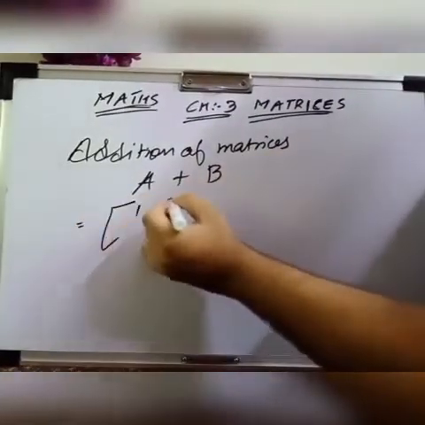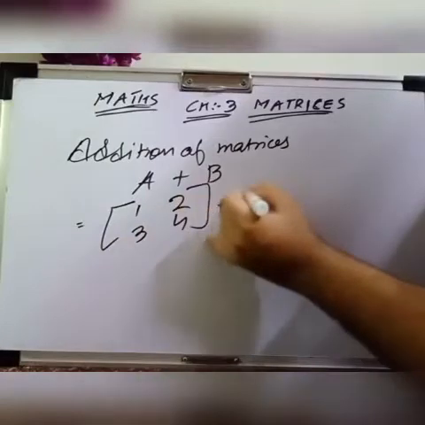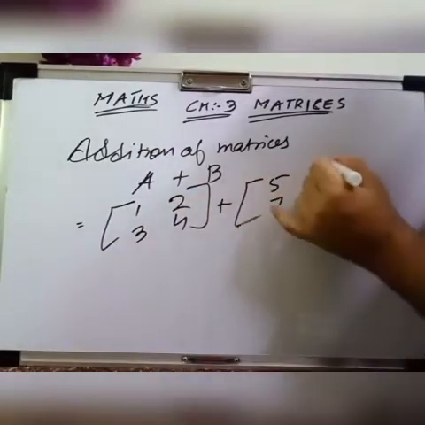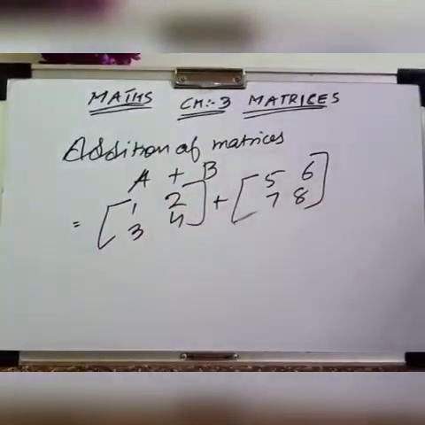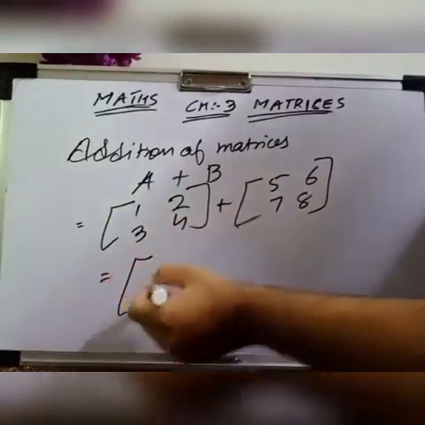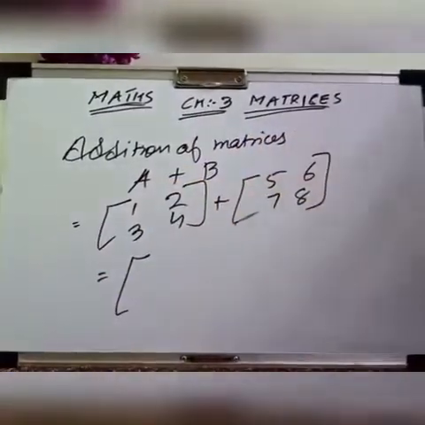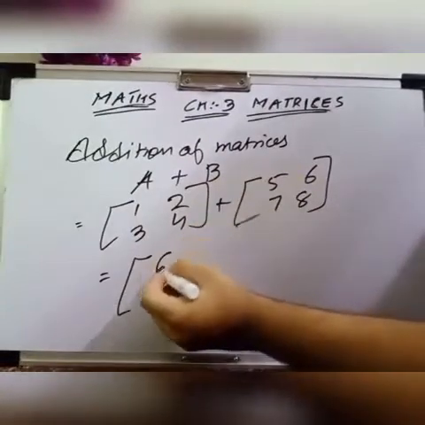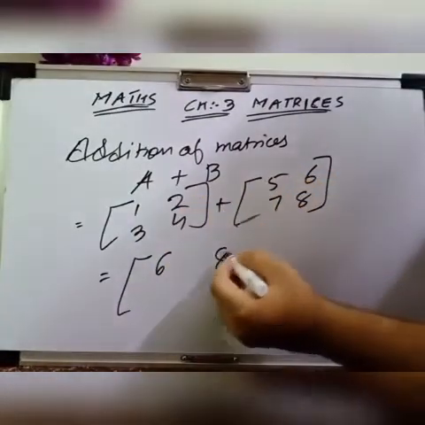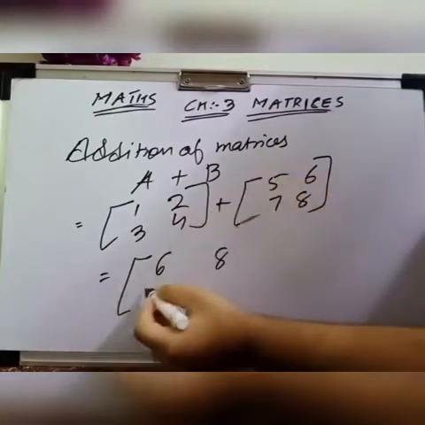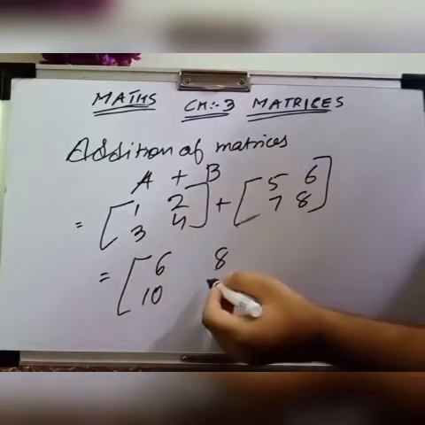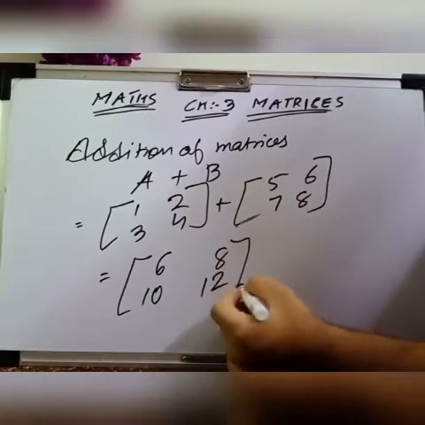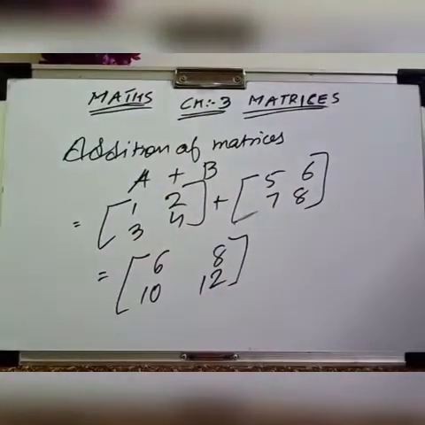So if I am having 1 2 3 4 as A matrix and 5 6 7 8 as B matrix, then I will add the corresponding elements, that is first row first column element of A matrix will get added with first row first column element of B matrix, that is 1 plus 5 I will have 6, 2 plus 6 I will have 8, 3 plus 7 I will have 10, and 4 plus 8 I will have 12, right? So this is how addition of two matrices is carried out.